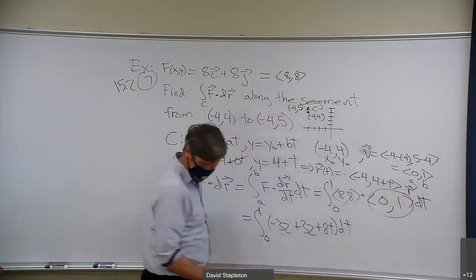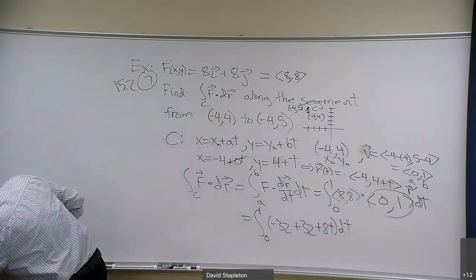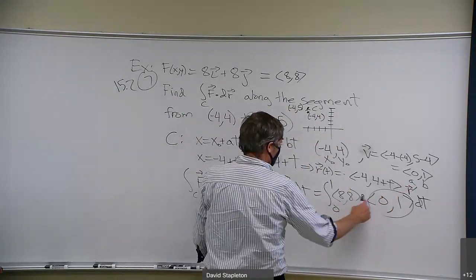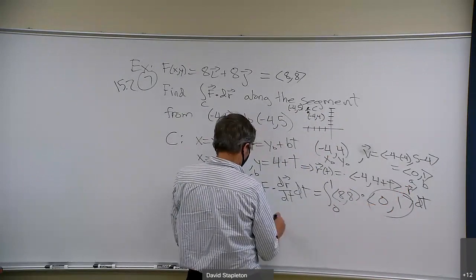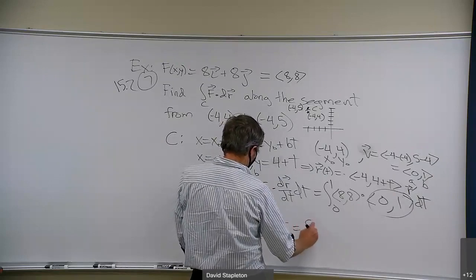And so this is now 0 to 1, 0 plus 8 is 8, dt. This becomes 8t evaluated at 1 and 0, which is 8.